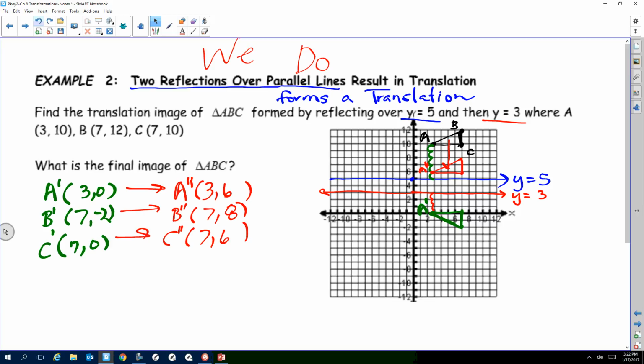This one right here. I counted how far it was to the red line, and then I did the same count above. So like this was 3 units away, so I did 3 units up.